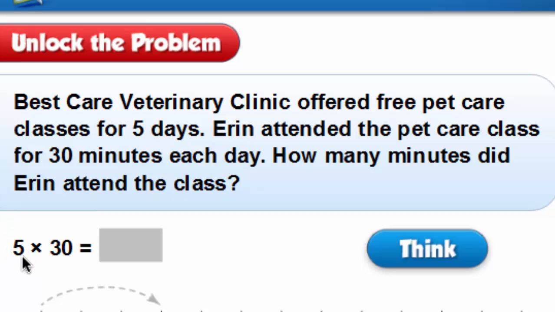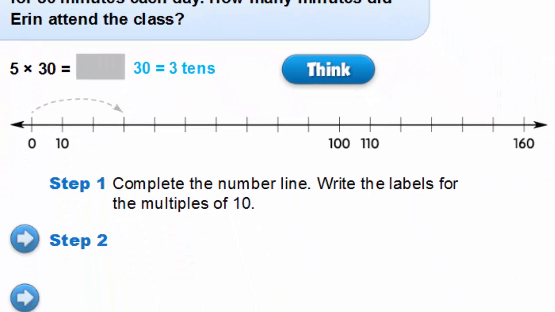So this is what we have. We have 5 groups of 30 minutes each day. 5 days of 30 minutes. So 5 groups of 30. So here's where those multiples of 10 come into play. Think that 30 equals 3 tens. 30 is 3 groups of 10.